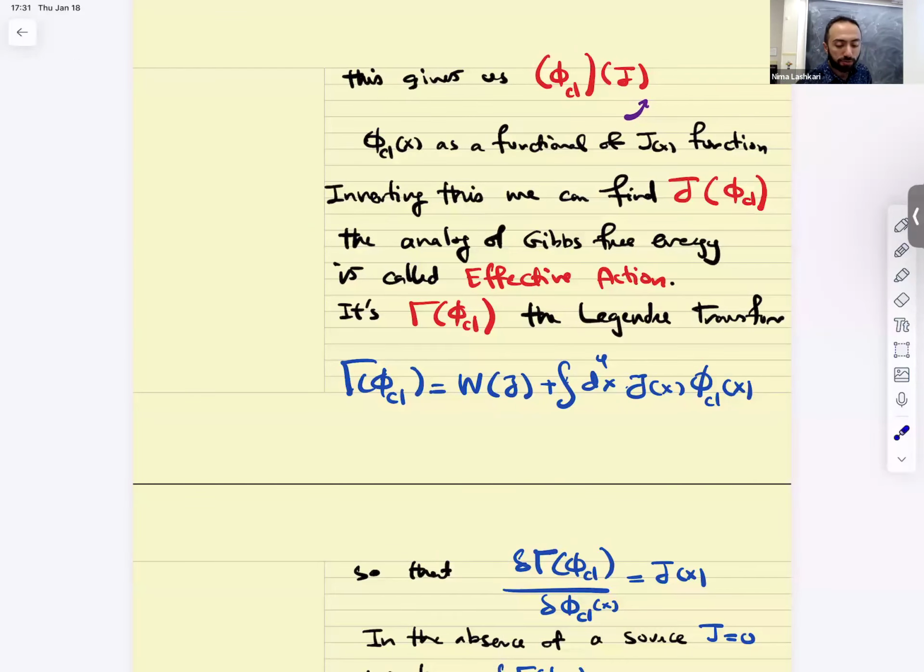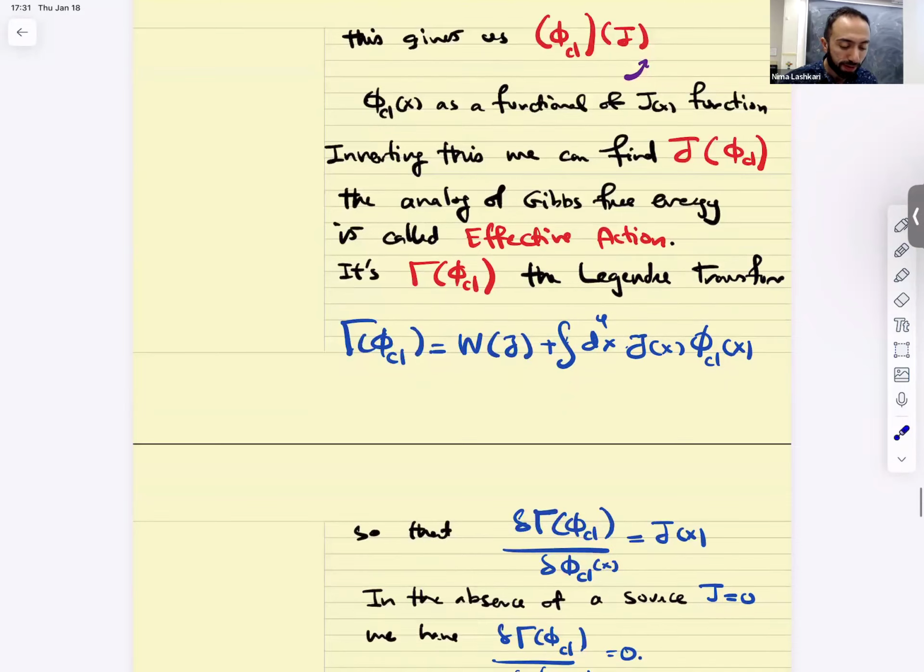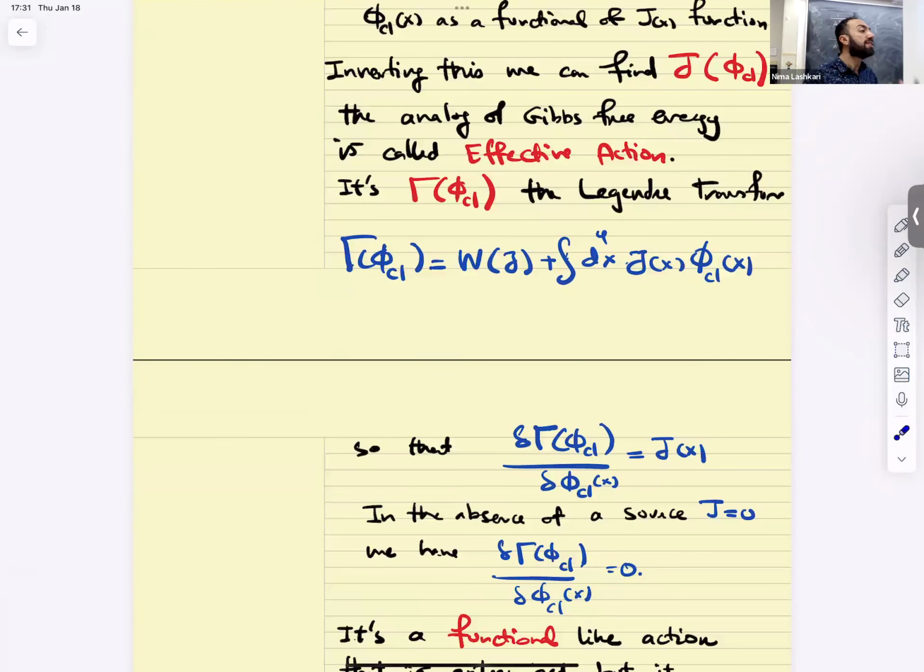What is the Legendre transform? Well, it's pretty straightforward: W of J plus the integral of d^4x J of x phi classical of x. This is your very definition. So the effective action is like Gibbs free energy. The property of it is that if you take the effective action and vary with respect to phi classical, it gives you J of x.